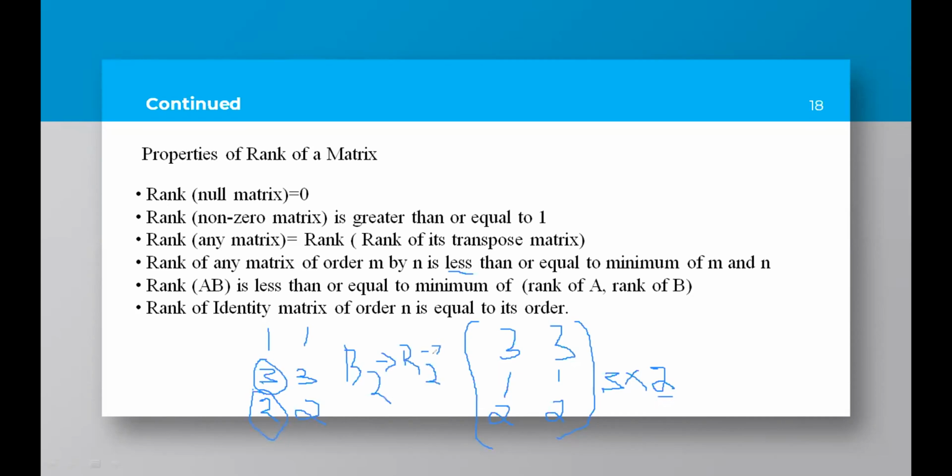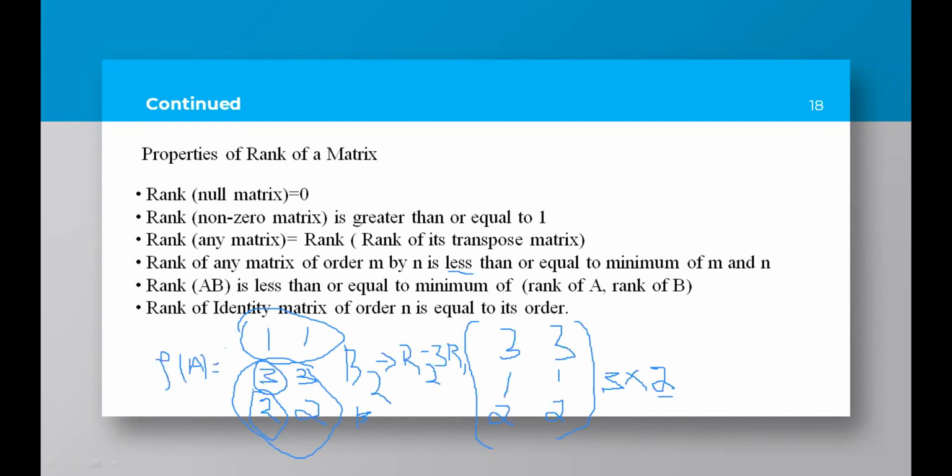Will it be 0? Yes, sir. Now R3 becomes R3 minus 2R1. Then every element in that row will be 0, and you get only one non-zero row. So what is the rank of the matrix? The rank of this matrix will be 1. If you consider this matrix as A, then the rank will be 1.